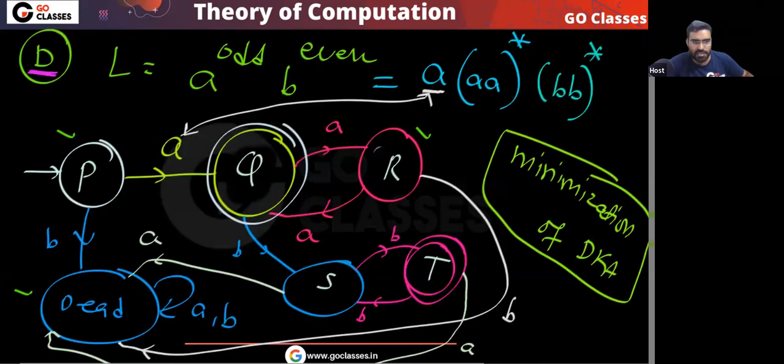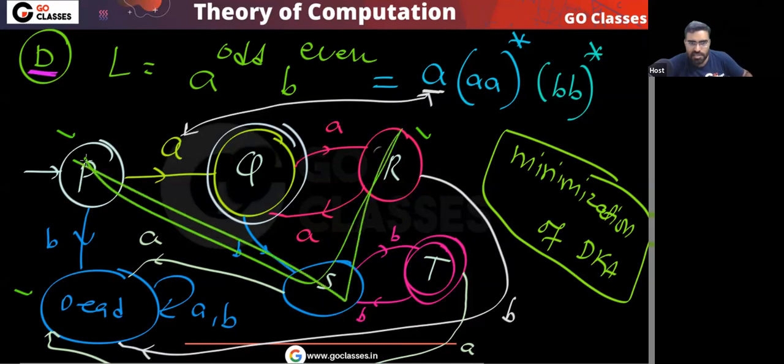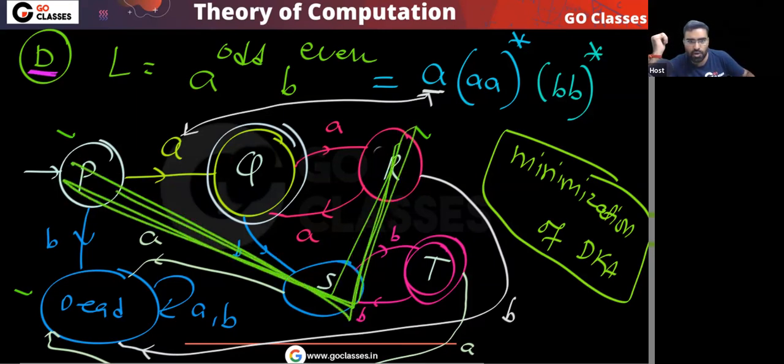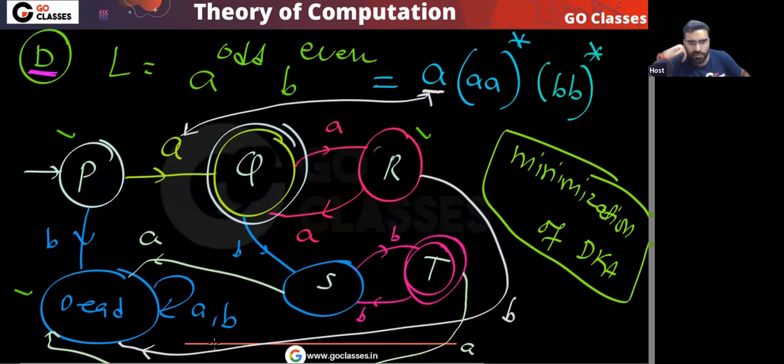What about the remaining states? Is there any state which is equivalent to the dead state? Will you compare any state with the dead state? No, don't compare. These three states, P, S, R, will not be equivalent to the dead state. So don't compare with the dead state.